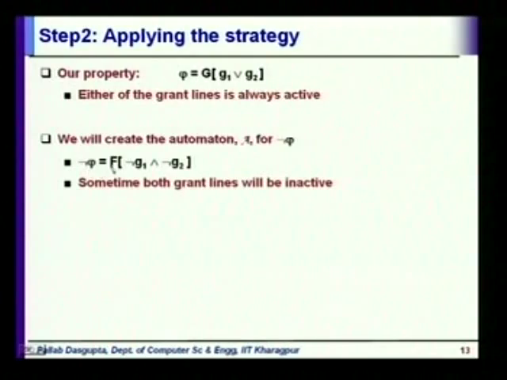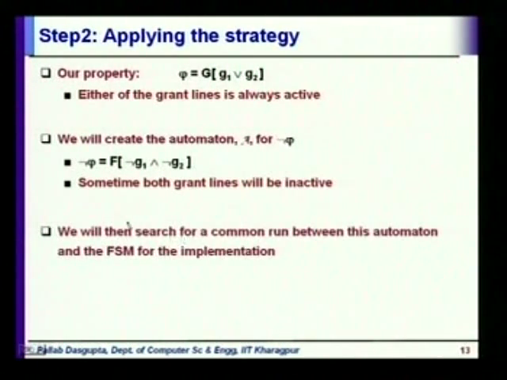So what is not verify here? F of not g1 and not g2, right? If I put a not here, the G will become F, and then we use De Morgan's. So not g1 and not g2. Sometimes both grant lines will be inactive. That is what this says. Sometimes in the future, both grant lines will be inactive. We will then search for a common run between this automaton and the FSM for the implementation.